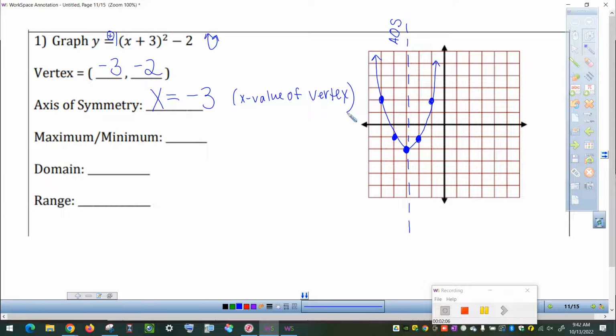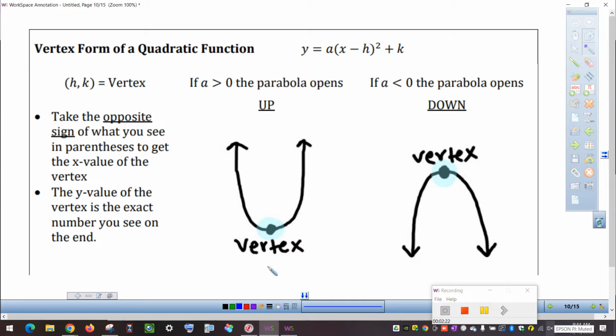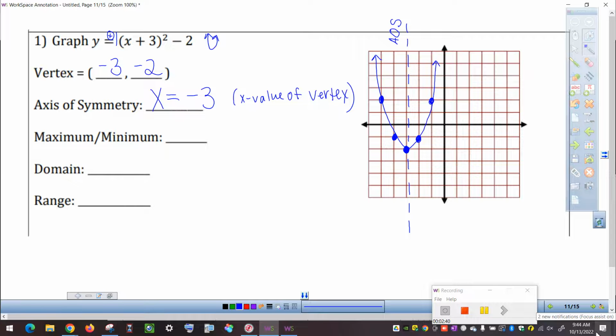Now the next question here, this has to do with whether it is opening up or if it's opening down. So if our parabola is opening up, the vertex point is considered a minimum because it's the lowest point on the graph. If our parabola is opening down, the vertex point is considered a maximum because it's the highest point on the graph. So here we're identifying which one we have. Ours is opening up, and so we have a minimum. We don't have a maximum. This is going to go on forever, onward and upwards. It's never going to reach a highest point, but we do have a lowest point.